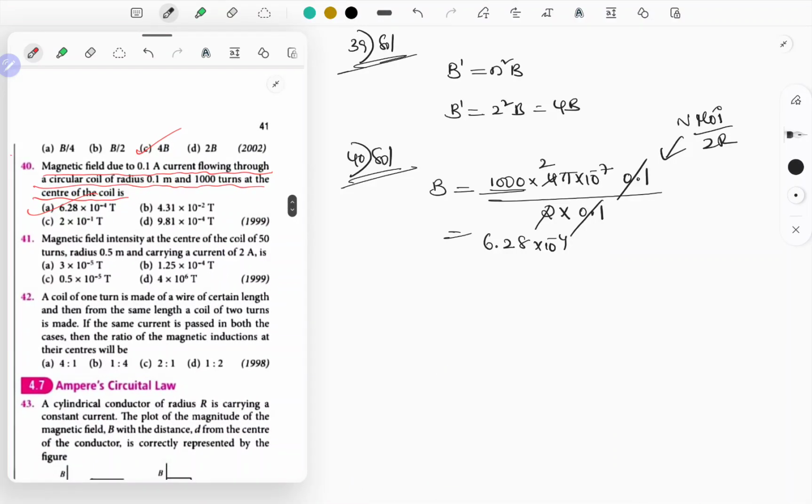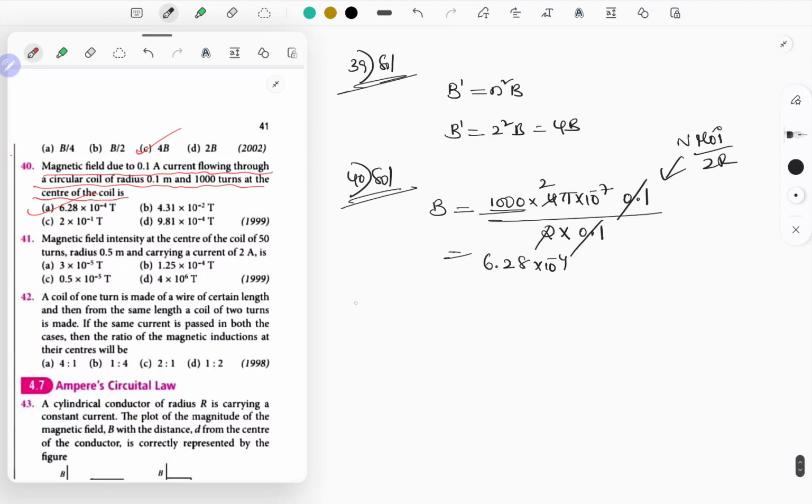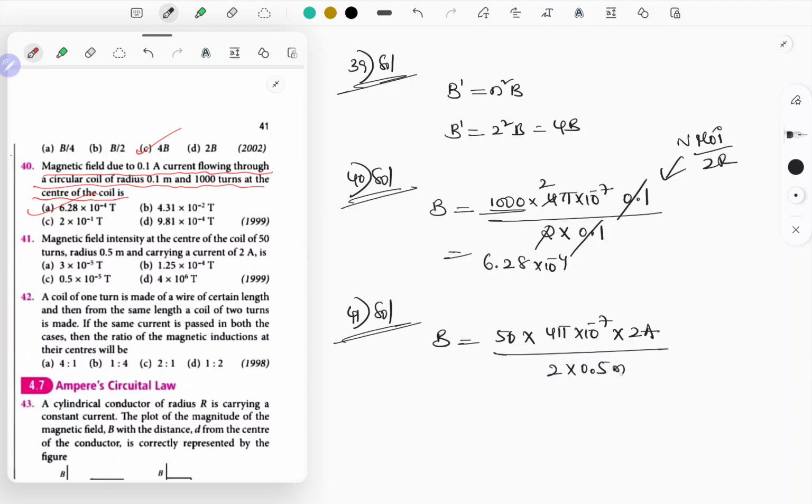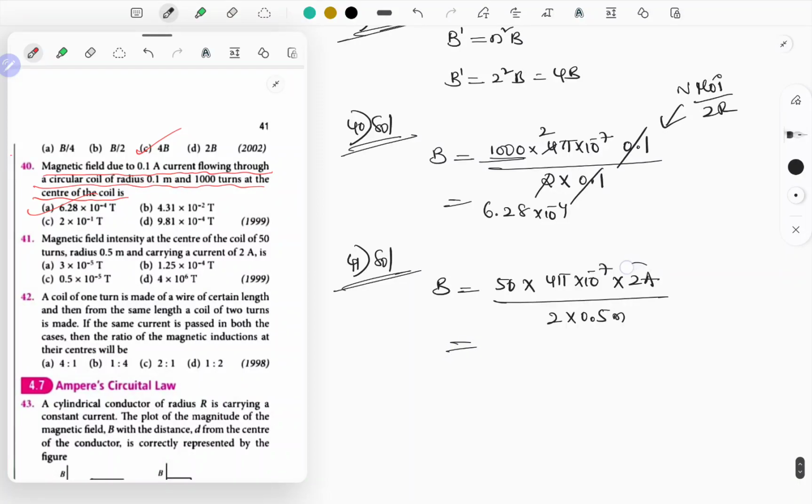Magnetic field intensity at the center of the coil of 50 turns, radius 0.5 meter and carrying current of 2 amperes. It is the same question, just a change in values. Magnetic field is equal to how many number of turns? 50 turns. Mu naught value 4 pi into 10 power minus 7. I value is 2 ampere divided by radius 0.5 meter. So 2 into 50 is 100.